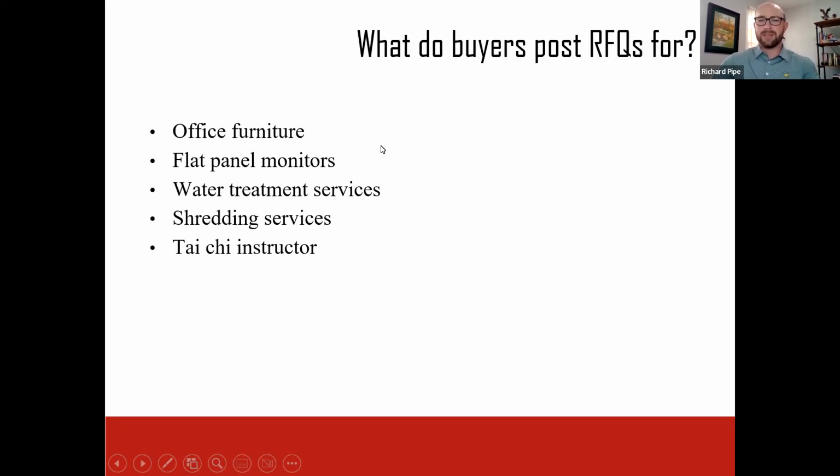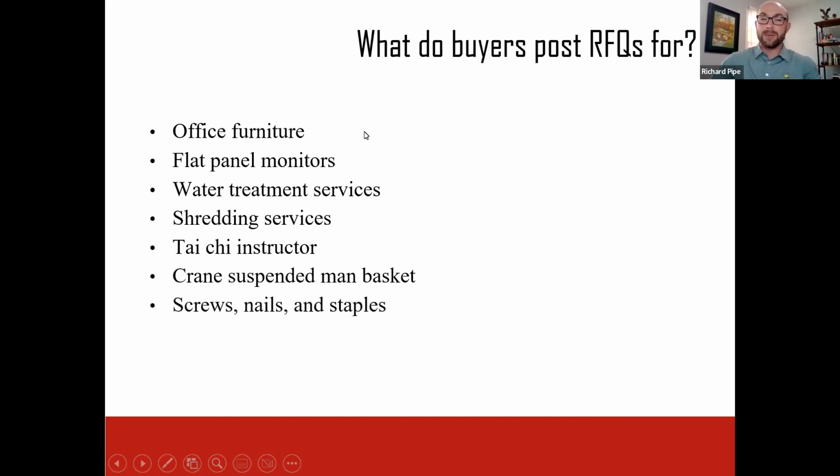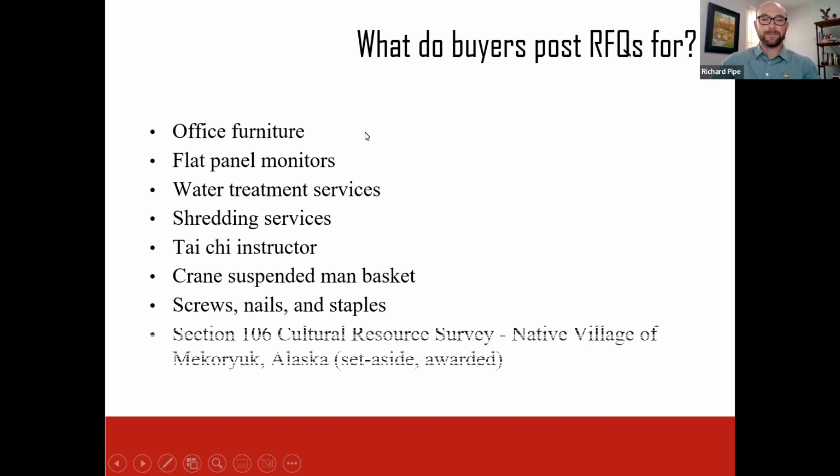You can even buy, I think I've seen helicopters are on GSA schedule as well. And we've actually had some state and local governments purchase those helicopters off GSA schedules. But anyway, just a completely mind-blowing array of things you can get off GSA schedule. A crane suspended man basket. Try and say that 5 times fast. Screws, nails, and staples, again, basic commodities.